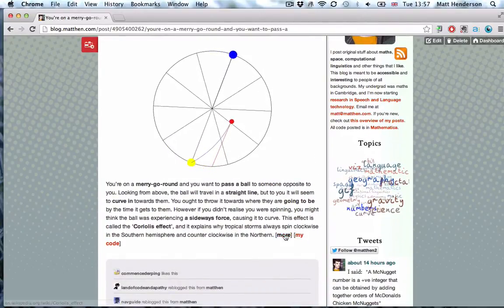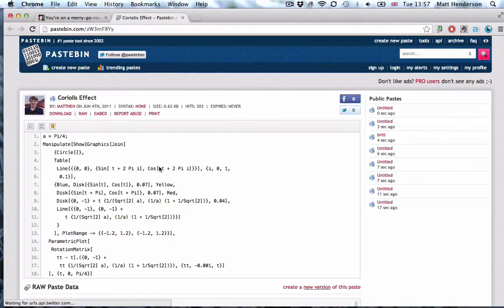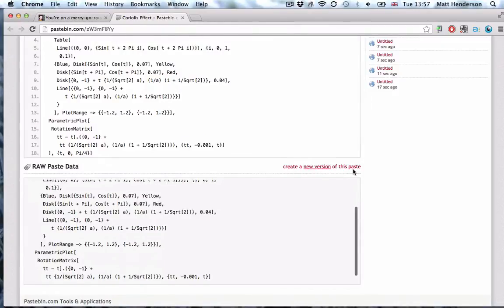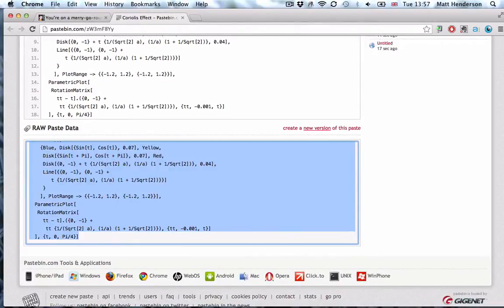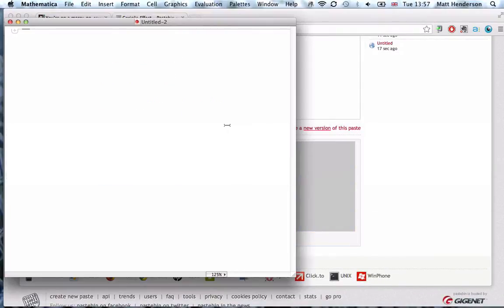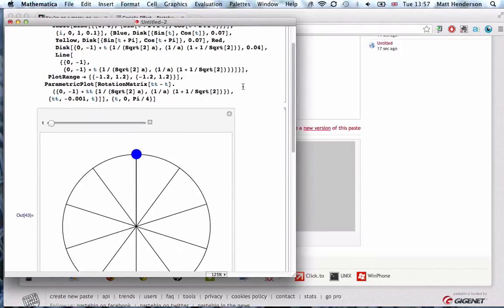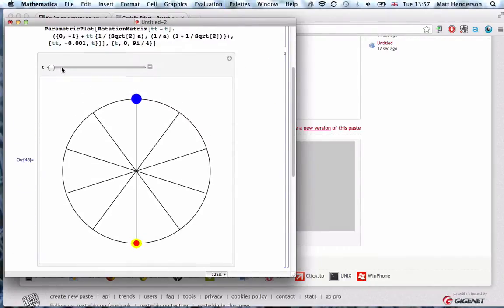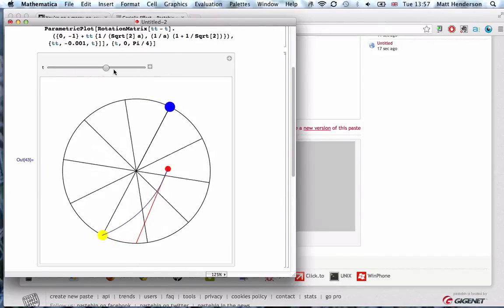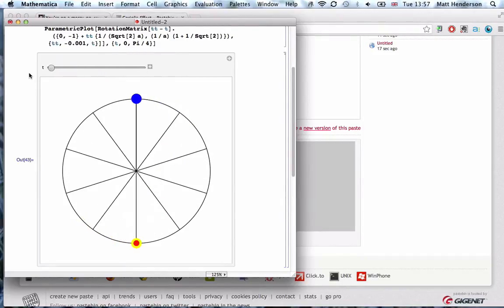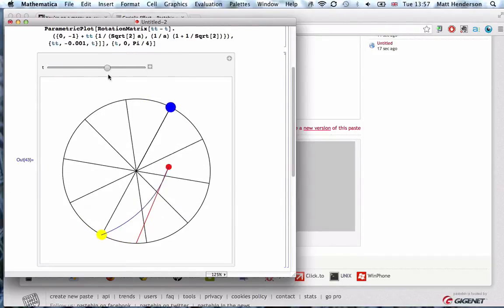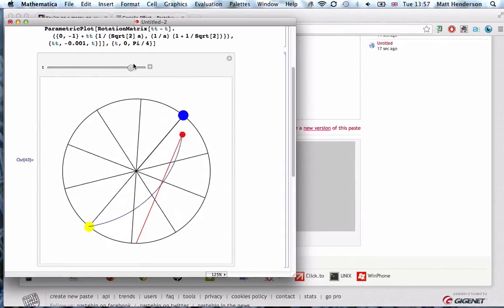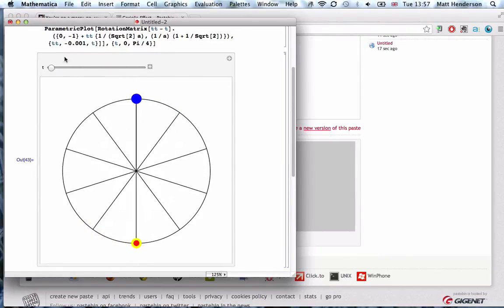Anyway, I gave code, and I give code in all my posts. If you copy that and put it into Mathematica, let's see what you get. Yep, you just get the animation, but you can toy with it if you want to.